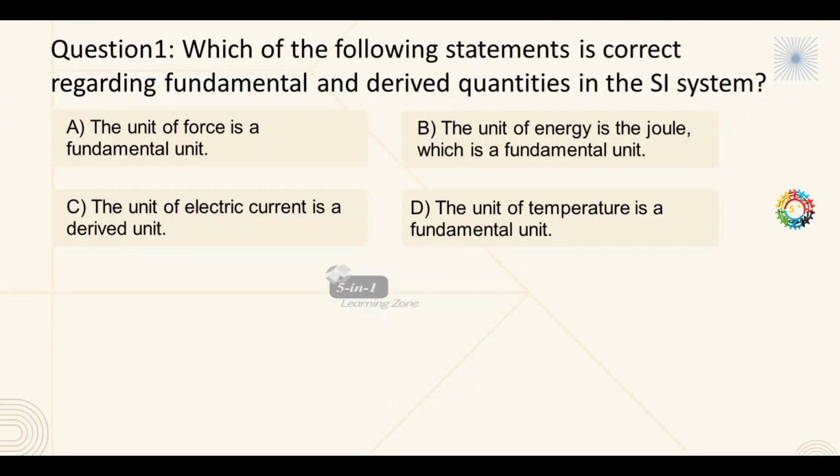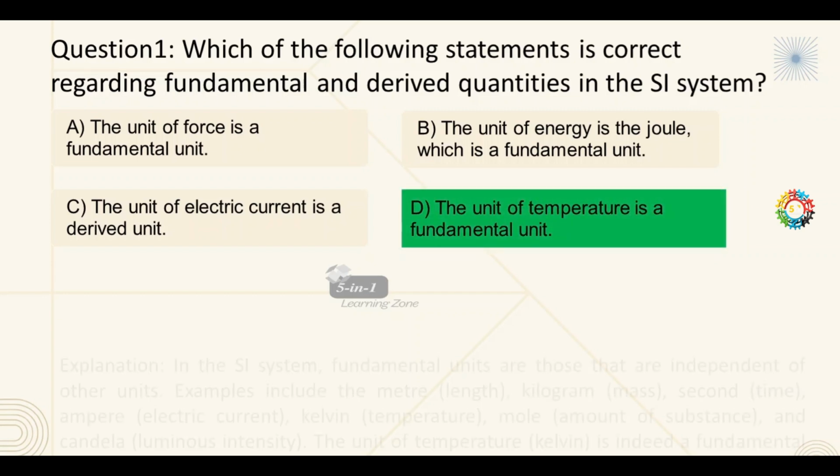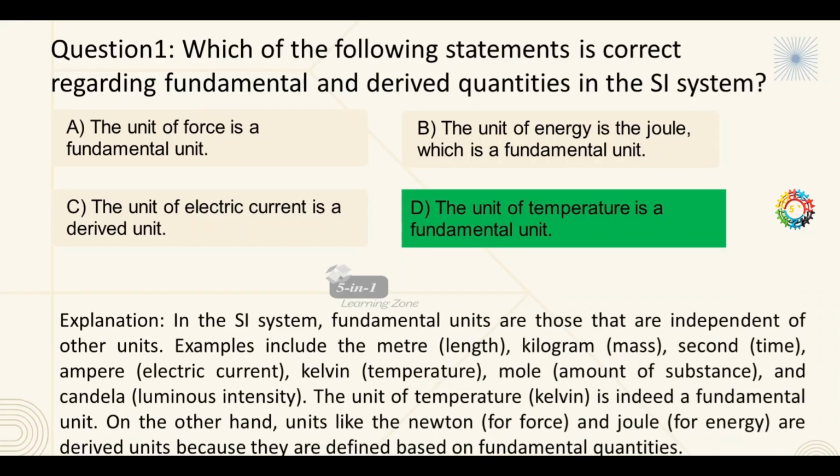Question 1. Which of the following statements is correct regarding fundamental and derived quantities in the SI system? Answer. D. The unit of temperature is a fundamental unit. Explanation. In the SI system, fundamental units are those that are independent of other units. Examples include the meter, length, kilogram, mass, second, time, ampere, electric current, Kelvin, temperature, mole, amount of substance, and candela, luminous intensity. The unit of temperature, Kelvin, is indeed a fundamental unit.